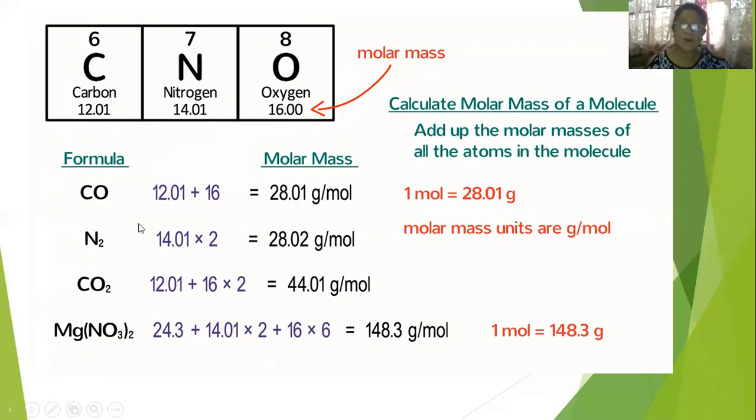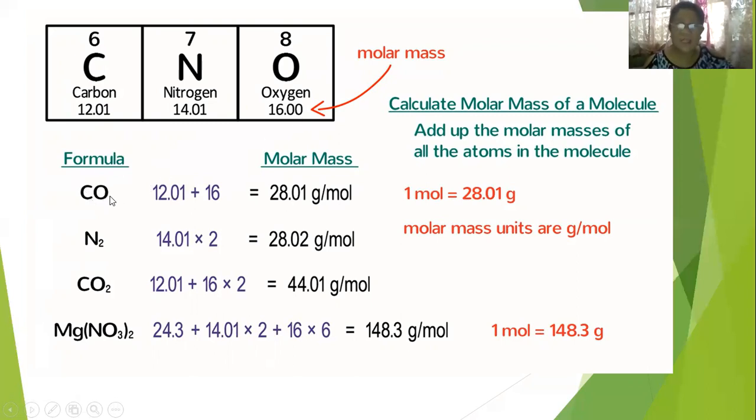For instance, the formula is carbon monoxide. Okay, that is CO. Carbon monoxide, take a look. How many atoms are there in carbon? 1 multiplied by its molar mass, that is 12.01. It's still the same. Then oxygen, multiply how many atoms?